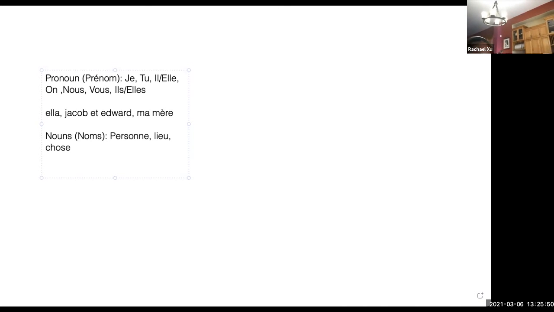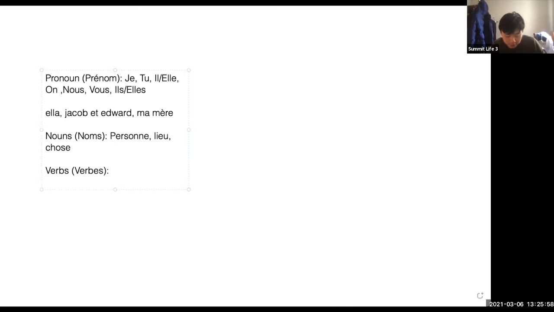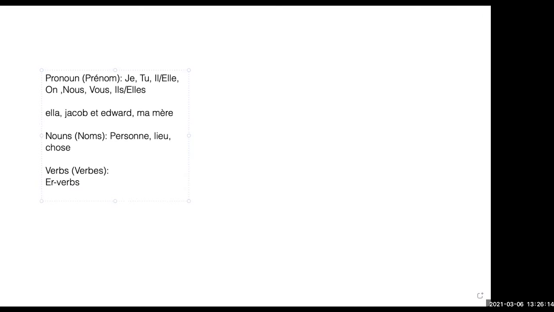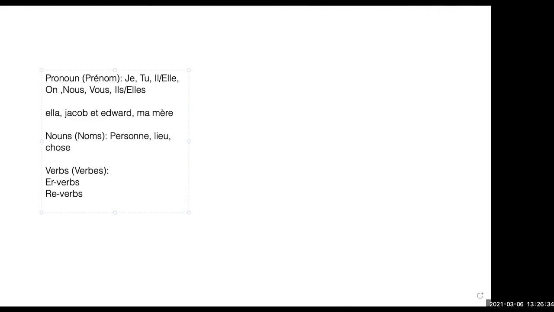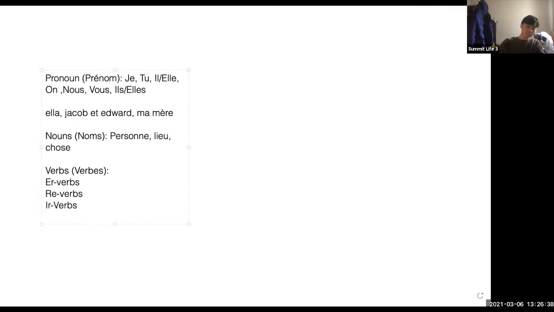We've conjugated a lot, right? So what verbs do we know? We know ER verbs now, right? What else do we know? RE verbs, right? And what's the last one? IR, right? Good. So these are what we need for a basic sentence. Okay, so do you want to try, right?